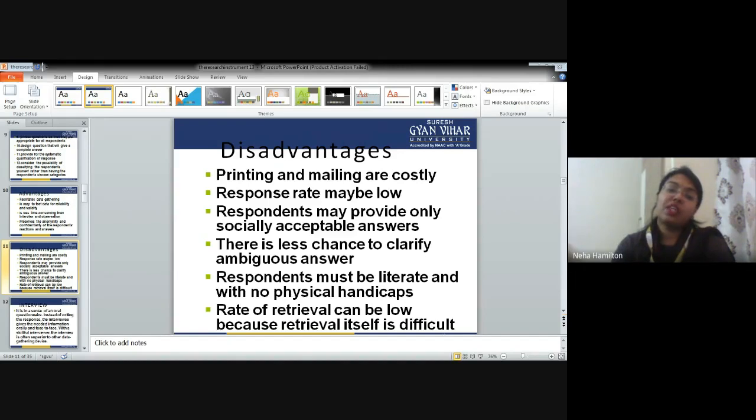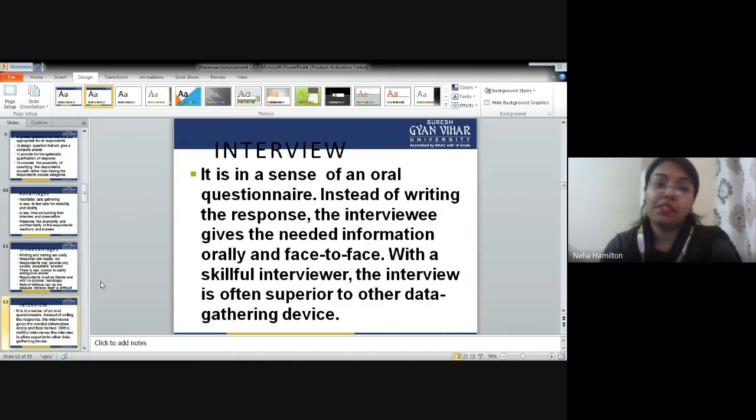Rate of retrieval can be low because retrieval itself is difficult, right? So rate of retrieval can be low. You cannot reach out to each and every respondent, specifically if you have a large sample size.